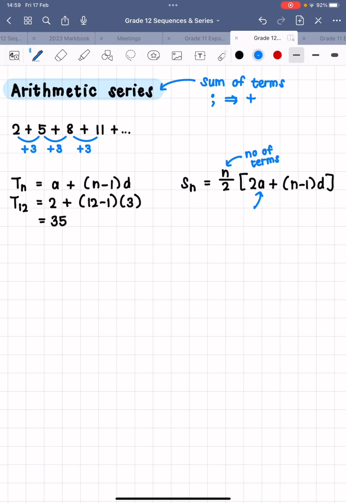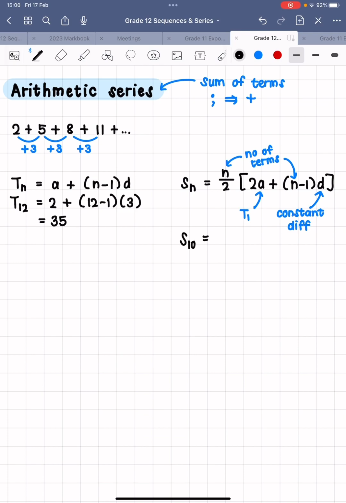A is still my first term, so term 1 in the number pattern. N, again, is the number of terms, so I'll just put an arrow there. And D, just like in the previous formula, is still my constant difference, my constant first difference. So the variables don't change, it's just the formula that we are subbing into. Alright, so now, say we are finding the sum to 10 terms. I'll just show you how to use this formula.